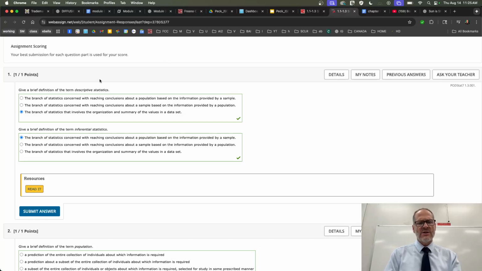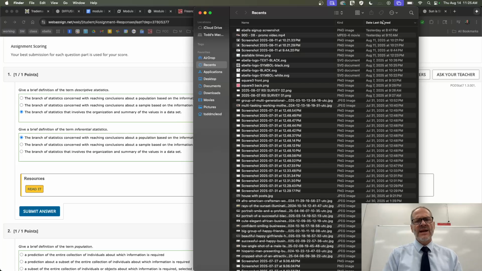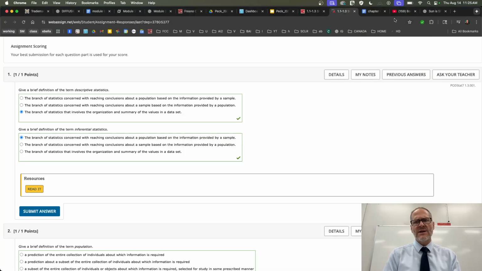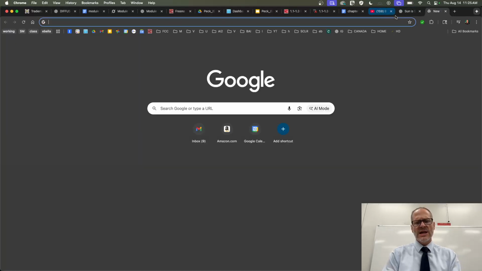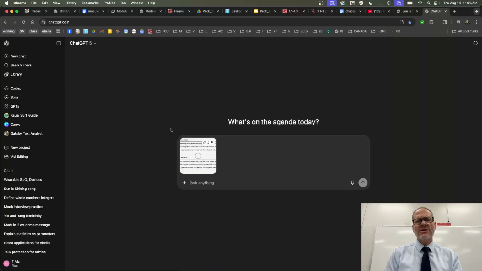So on a Mac, I could do Command-Shift-4, gives me this crosshair, and I could highlight both of those right there. That gives me an image. I could go to my Finder, and in my Finder, I could go to my desktop, and that image is right there. I could come back over here to ChatGPT. And on some of these, to upload images, you have to pay.